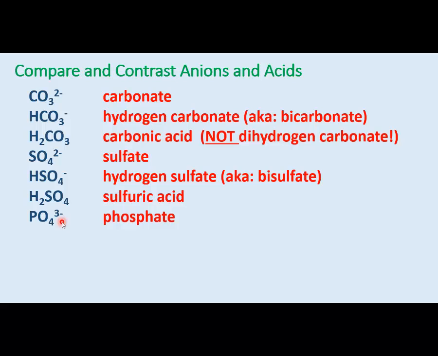So let's add 1 hydrogen. So this is the phosphate ion. If I add 1 hydrogen to it, I give this polyatomic ion a special name. I need to indicate that hydrogen, so I call this hydrogen phosphate.